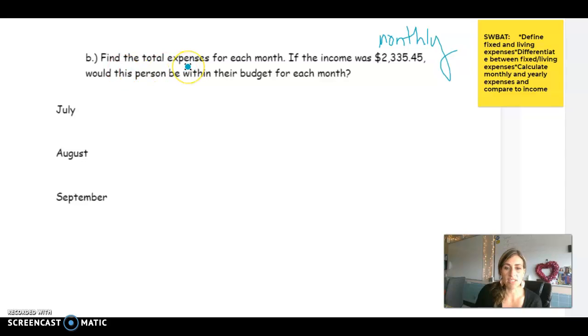And then that last slide, I want the total expenses for each month. So you're adding them together for July, August and September, and then compare it to your monthly income. Will this person be within their budget for each month? So July, you're going to get a total, right? And then their monthly income would be that $2,335.45. Compare it. If they are over, they're obviously not within their budget. If they're under, then they are within their budget.